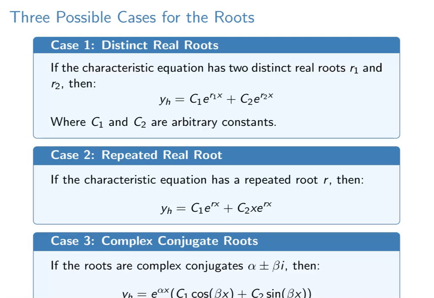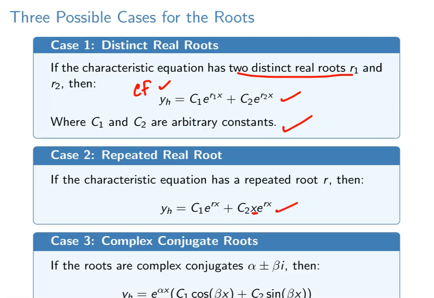If the characteristic equation has 2 distinct real roots r1 and r2, then yh, or homogeneous solution, or complementary function, will be yh is equal to c1 e to the power r1x plus c2 e to the power r2x. Here c1 and c2 are arbitrary constants. And case 2, a repeated real root. If the characteristic equation has a repeated real root, then yh will be (c1 x plus c2), where x will be multiplied by e to the power rx.